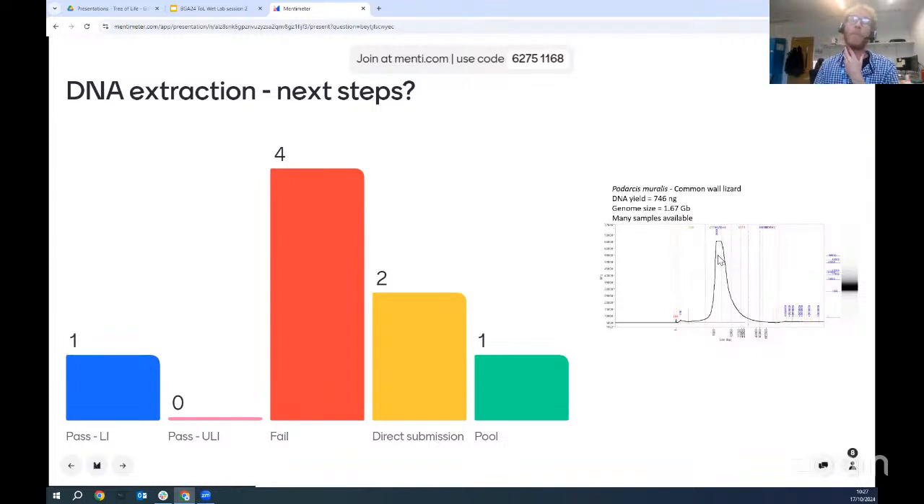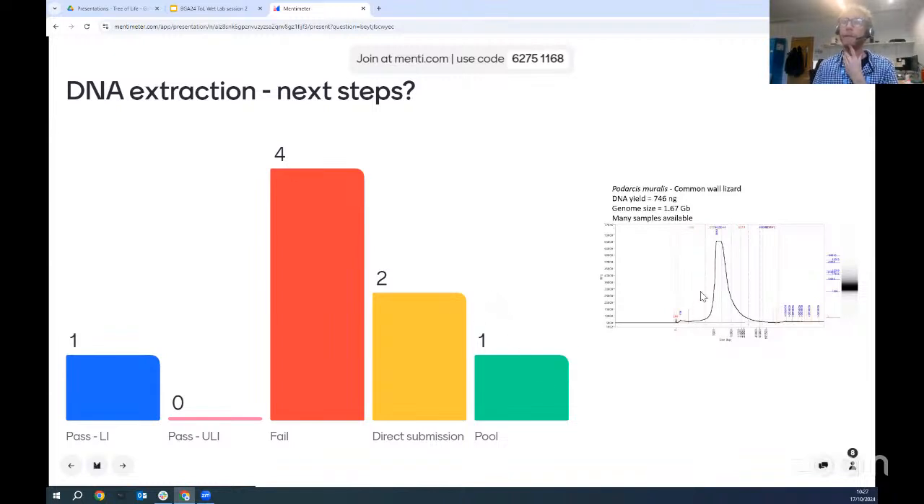What we could potentially do if something was under 1 gig is to spray out or clean up this low molecular weight DNA and be left with some high molecular weight DNA, which we could then put forward for an ultra low input fragmentation. So unfortunately, I don't think direct submission would necessarily work.